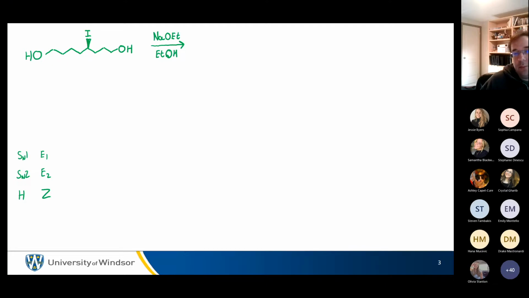So let's think about this. You have to identify the reaction and then draw the mechanism for this transformation and give me the product. Any suggestions? Yeah, we can eliminate Hofmann. I completely agree. We don't have a bulky base.